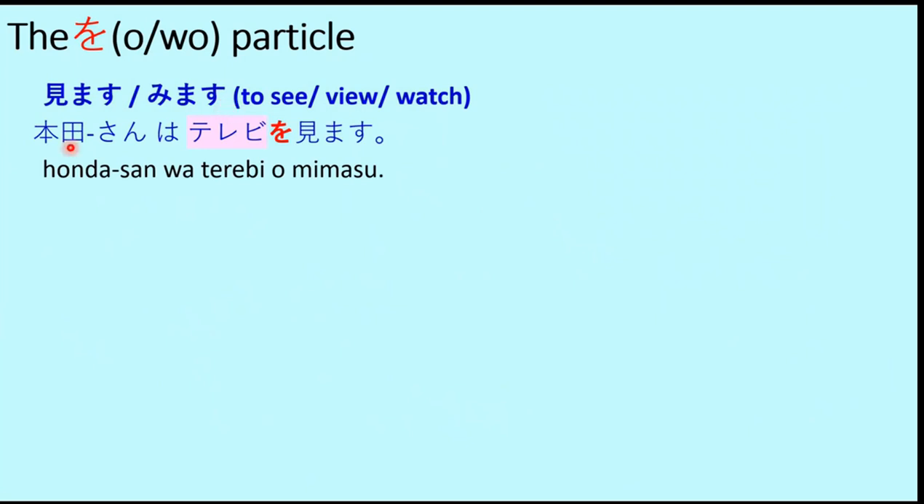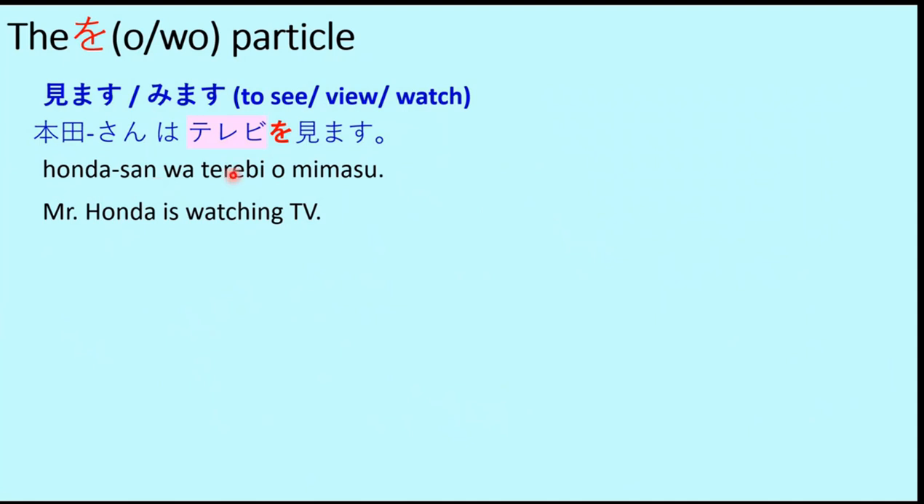So this is Honda-san. Honda-san wa terebi o mimasu. Terebi is written in katakana because terebi has been derived from television. So television, the first three sounds have been considered to represent television, which becomes terebi in Japanese. Honda-san wa terebi o mimasu. That means Mr. Honda is watching television. Mr. Honda is watching TV.